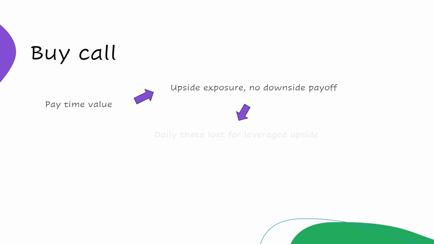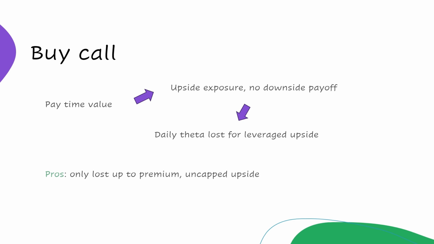Recall from the previous chapter, option value is composed of intrinsic value and time value. Buying a call means paying time value in order to enjoy the upside exposure of the underlying asset with no downside payoff at maturity. Effectively, call buyers pay a daily theta bill for having leveraged upside payout. The advantage of this strategy is that the option buyer can only lose the fixed premium paid at inception and has uncapped upside. The disadvantage is that the option buyer could lose all of his premium.